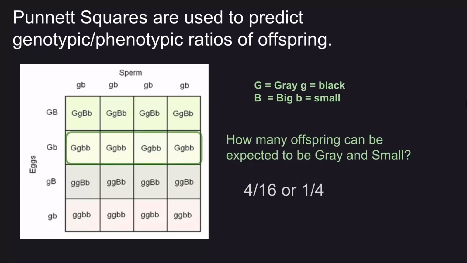And if we look in this Punnett square in that second row, these individuals here are heterozygous for color, which would make them the dominant color gray, and then homozygous recessive for size, little b, which would make them small.